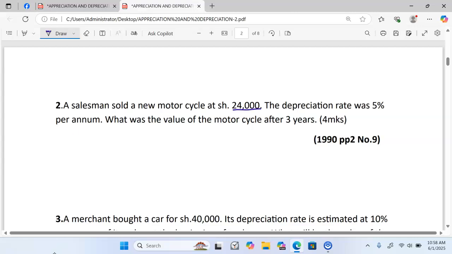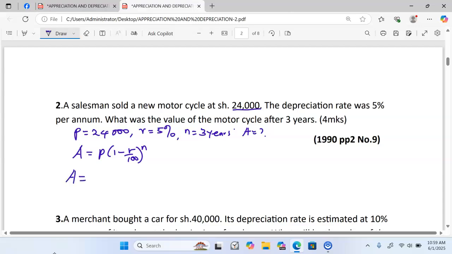The amount we begin with becomes our principal of 24,000. We have the rate of depreciation as 5%, and the number of years the motorcycle is going to depreciate will be 3 years. Now, to get the amount, which we don't have, we use the compound interest formula that says A is equal to P into 1. Since this is depreciation, we minus r over 100 you raise to the power of n. In this case, the amount will be equal to the principal of 24,000 multiplied by 1 minus the rate of depreciation, which is 5%.